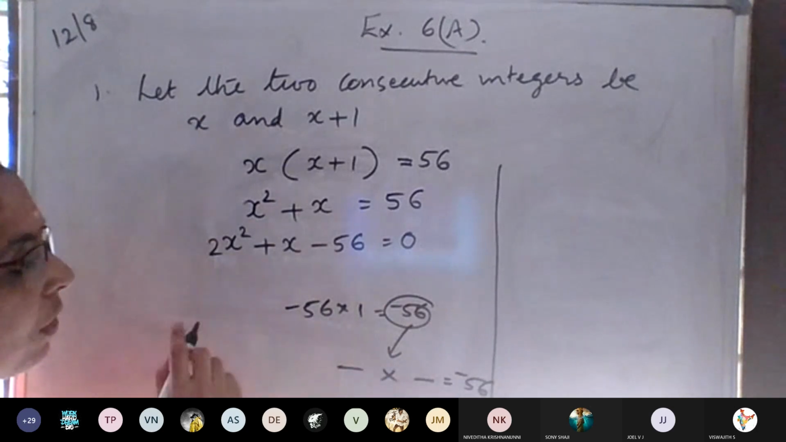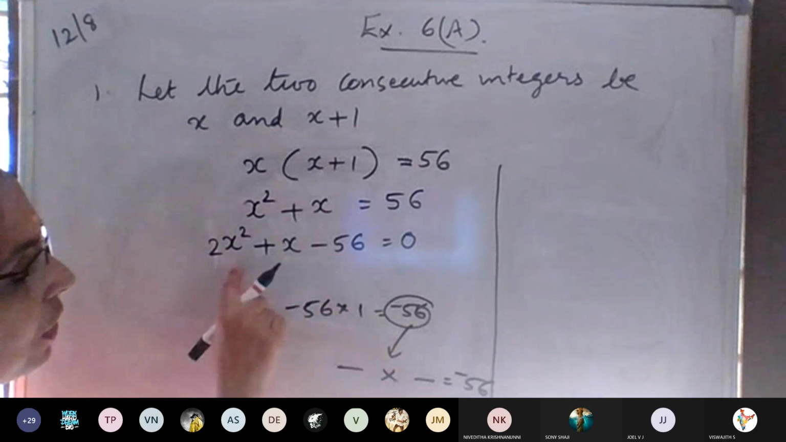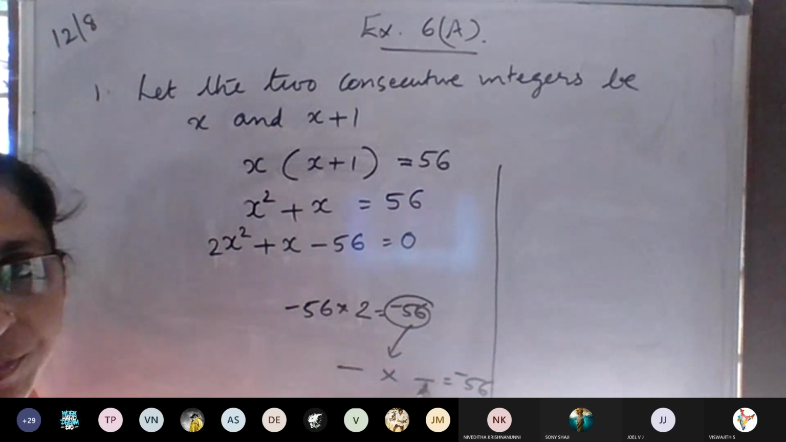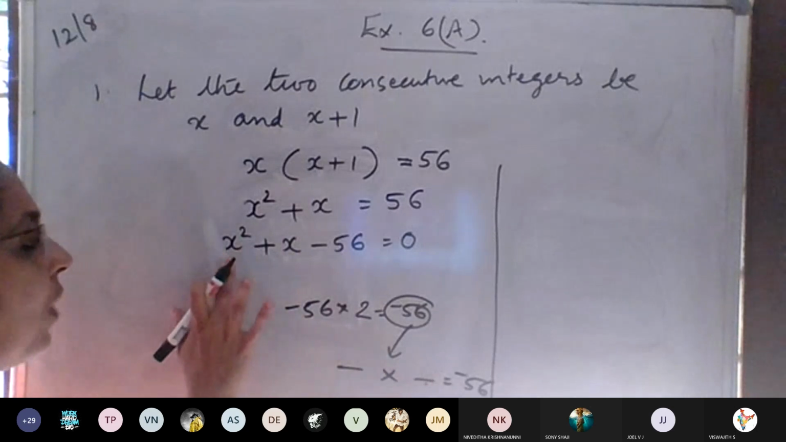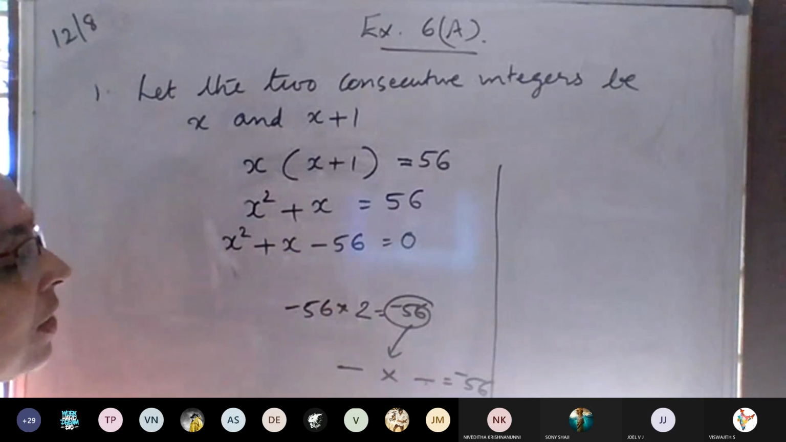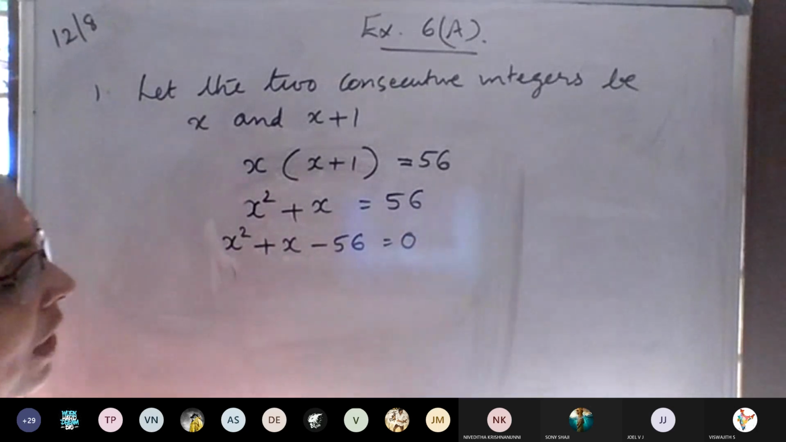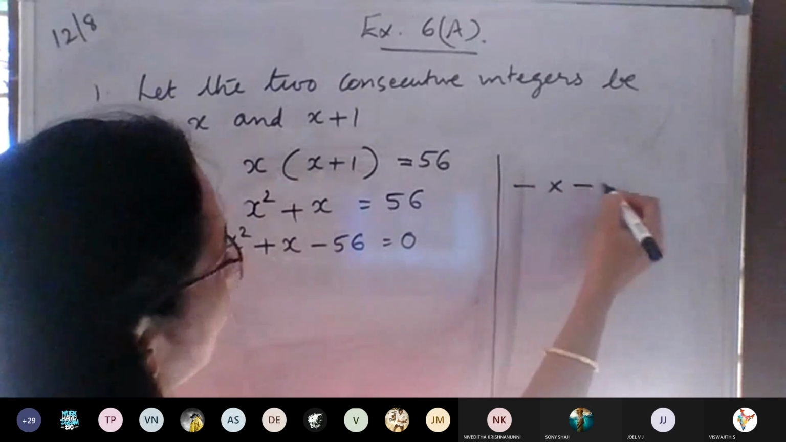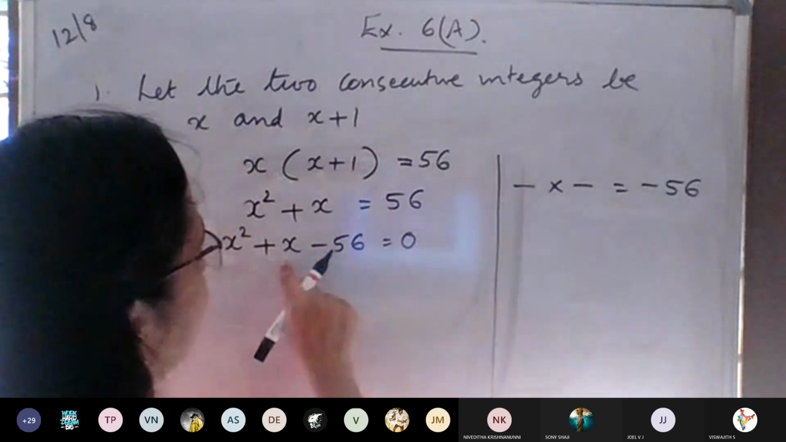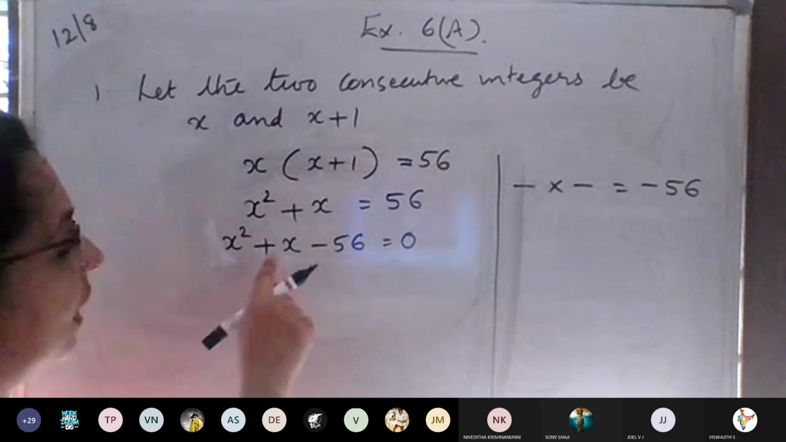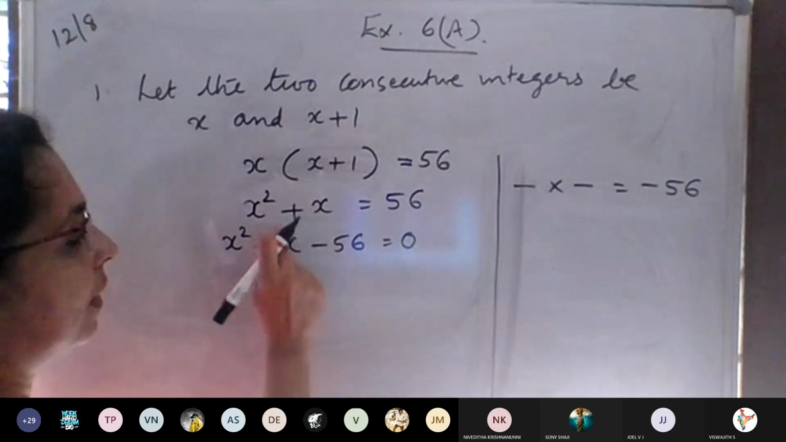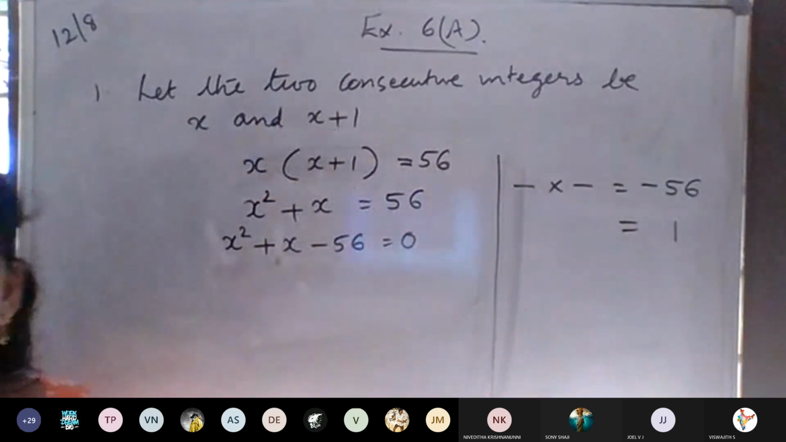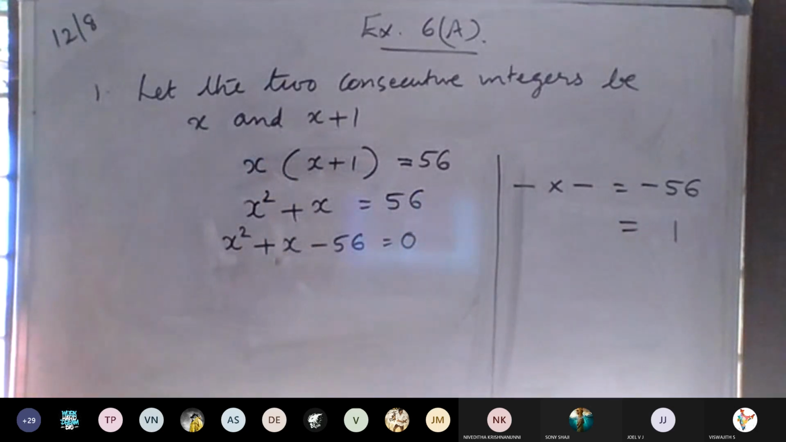Suppose if it is 2x square, what do we want to do? Negative 56 into 2, that will be dash into dash. Understood? So depending upon the coefficient of x square, we have to write. Simply x square means 1, so dash into dash is equal to negative 56. Simply multiplying by 1 means that number itself. And if we add or subtract, we want to get the answer positive 1. Isn't it? Simply x means positive 1. Positive 1 we have to get. So which are the two numbers? Think and say.